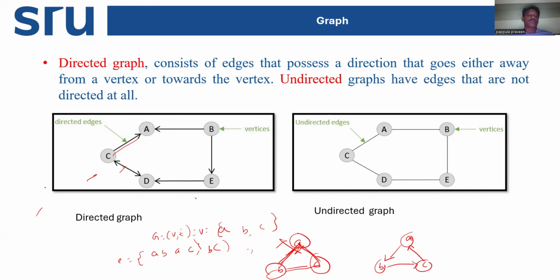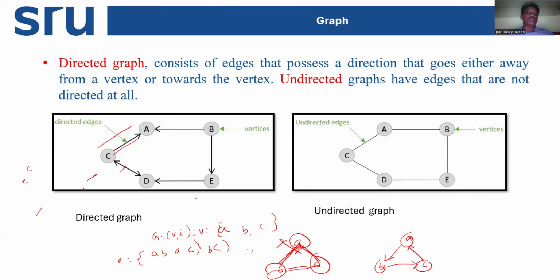Suppose the source equals C and the destination equals A. Now the path is C to A. But if the destination is E, there is no path from C to E, because there is no direction. C to D is there, but D to E, no.